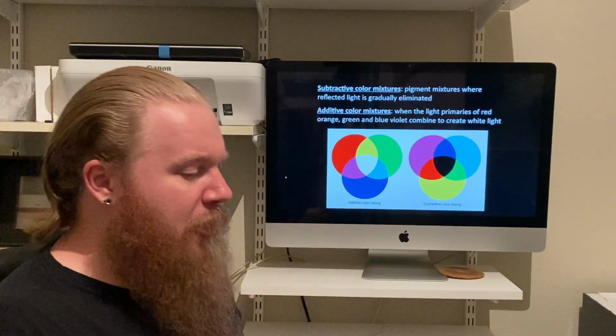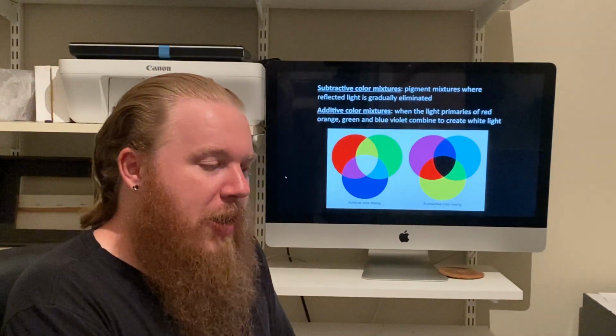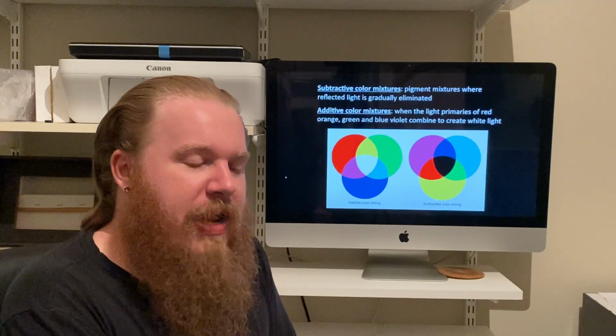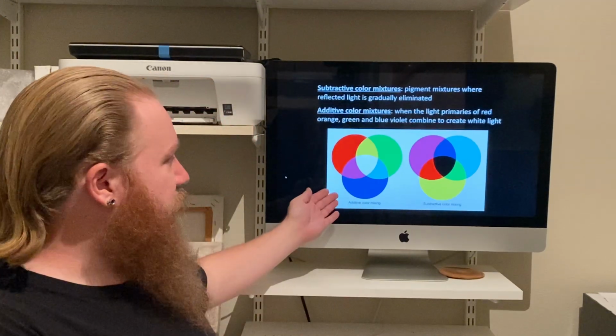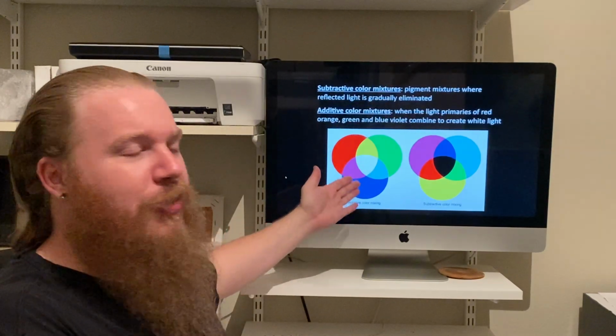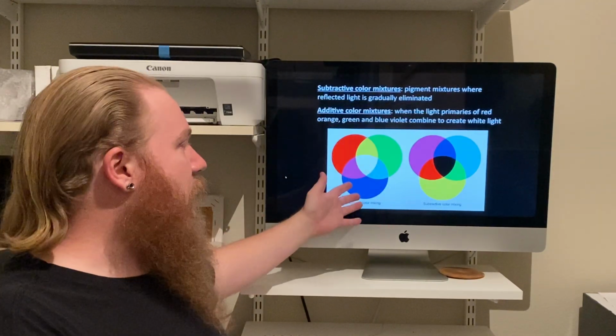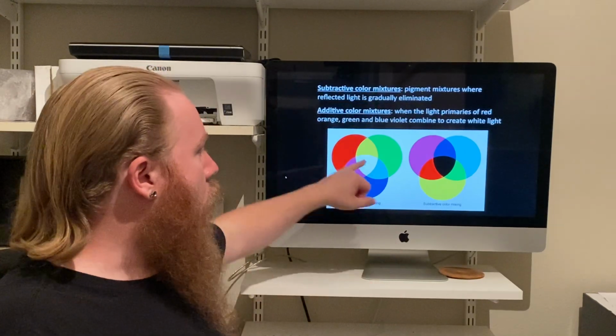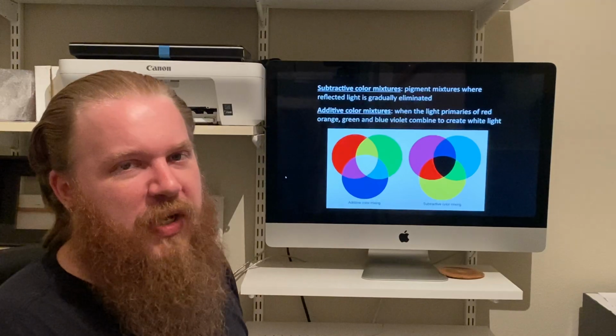Whereas an additive color mixture is when the light primaries of red, orange, green, and blue-violet combine to create white light, such as we see on the left here. And this is actually how a lot of our technology works, including LED TVs, the computer screen here, anything like that, your phone screen, all works through this additive color mixture.